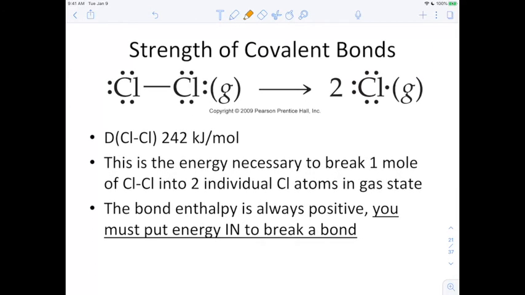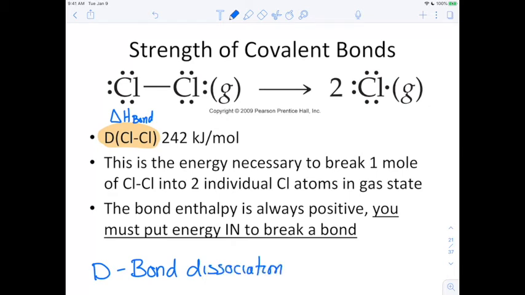All right. So here it says D for Cl-Cl. So there's another way to talk about this in addition to calling this delta H bond, and that is referring to it as D, which is the bond dissociation energy. So again, that's just another way of saying how much energy does it take to break this bond. So it's the energy necessary to break 1 mole of Cl2 into individual Cl atoms in the gas state.